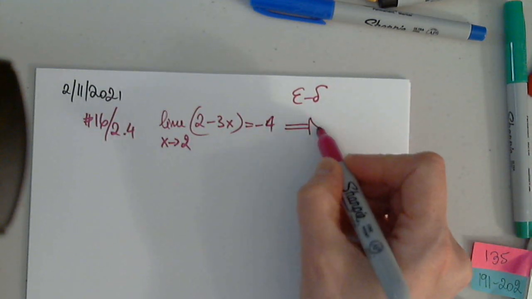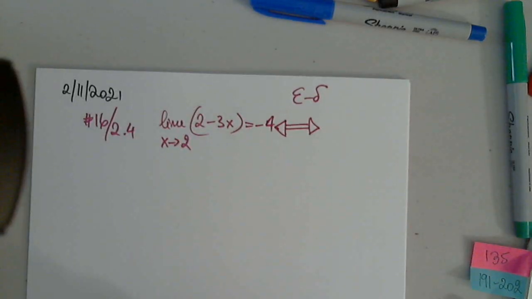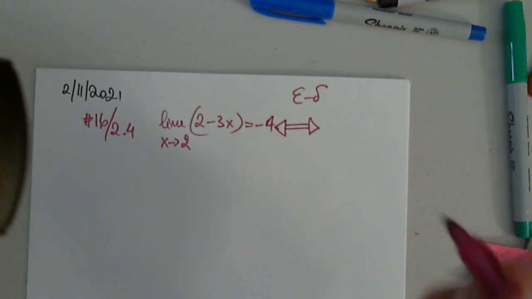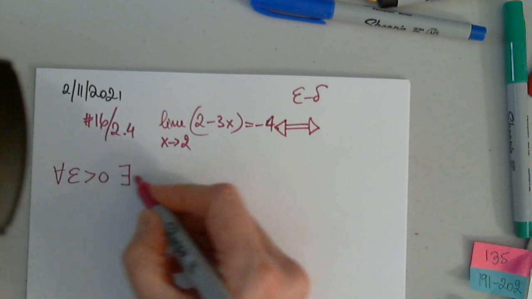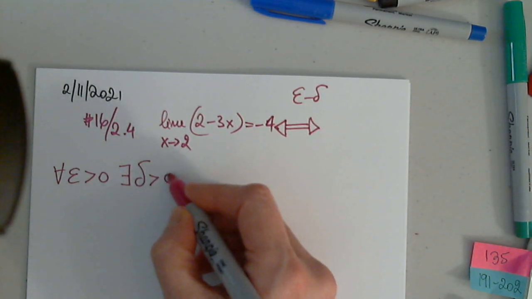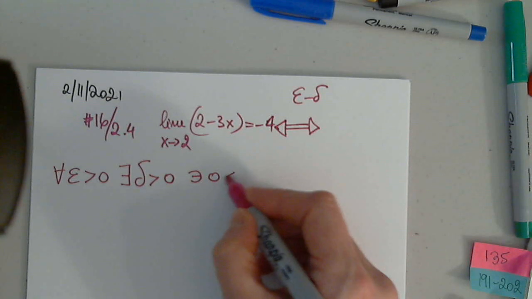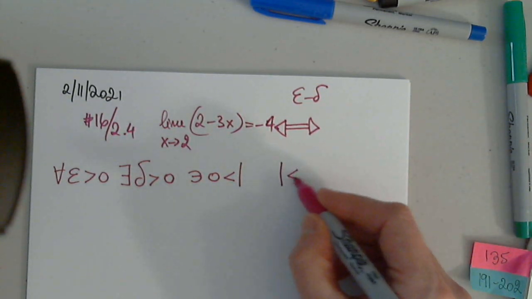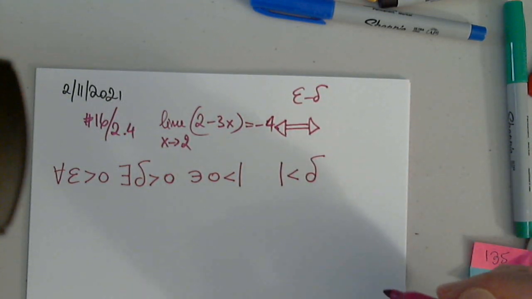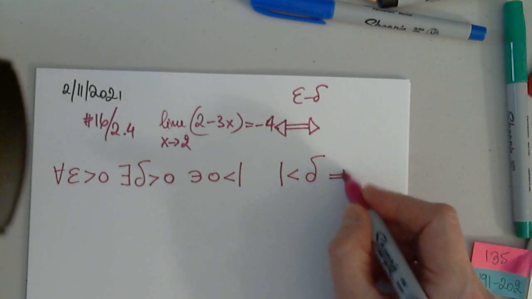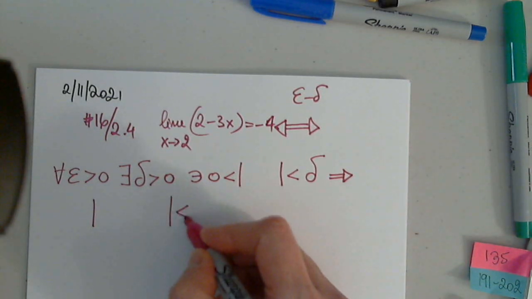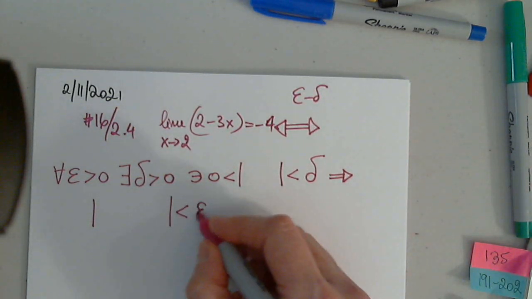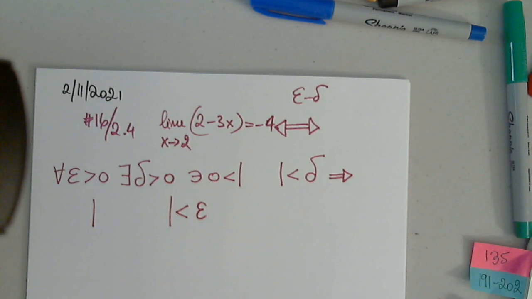So I have to write the equivalency symbol because I will have to show 2 ways. And then I start with: for every epsilon positive, there exists a delta positive such that every time I pick x close enough to, and you'll tell me what, this will always imply that the function value will be close enough to what? Anyone would like to help here?